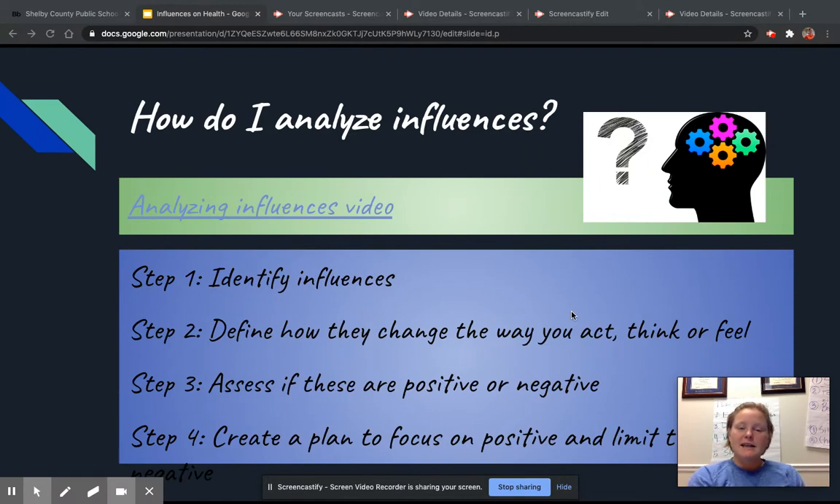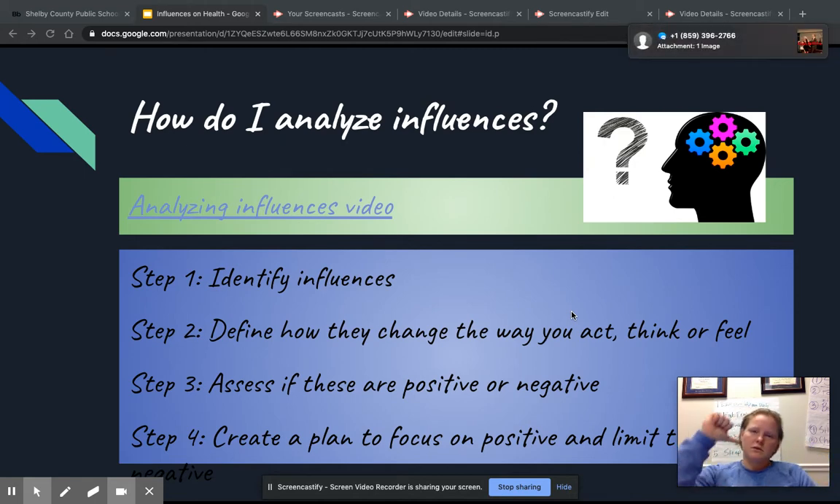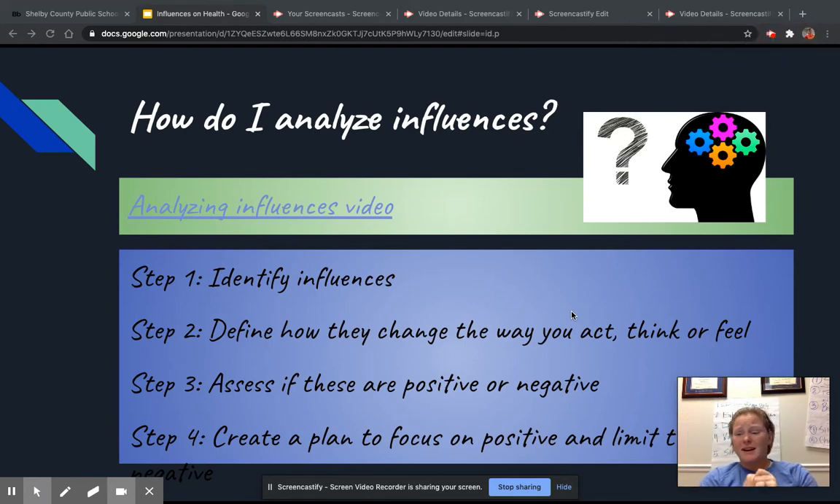Okay, assess if these are positive or negative. Is thinking about macaroni and cheese going to be positive or a negative? For me, my body doesn't like cheese very good, so that would be a negative.